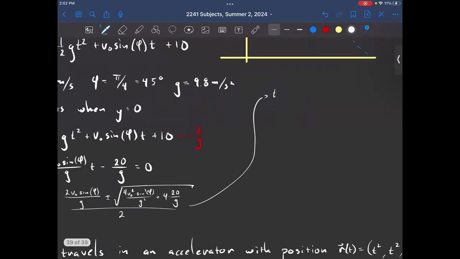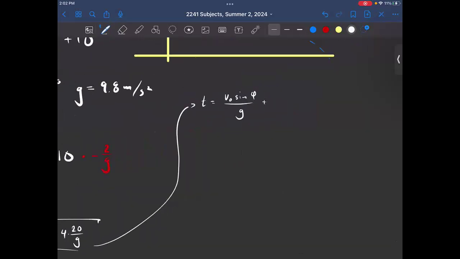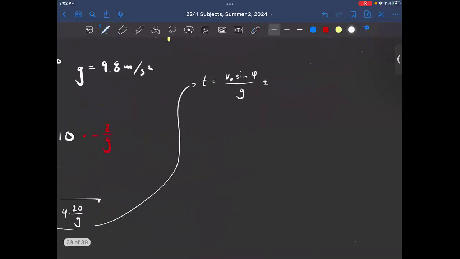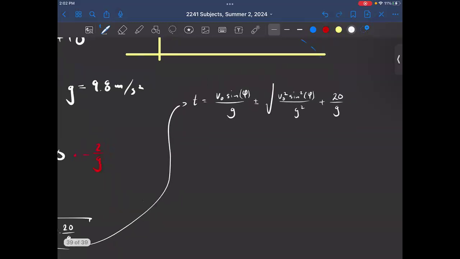So t is equal to v0 sine of phi over g plus minus, let's see, if I bring this factor of 4 out, it'll cancel with the 2. And so I have square root of v0 squared sine squared phi divided by g squared plus 20 over g. All right, we're getting somewhere.